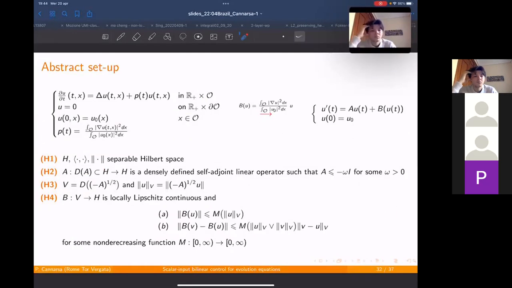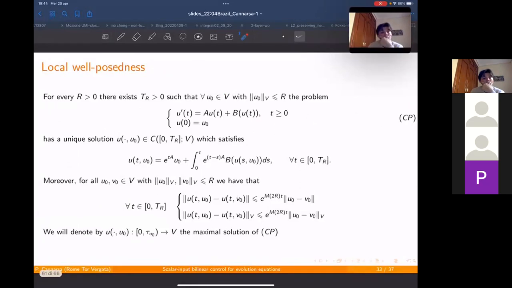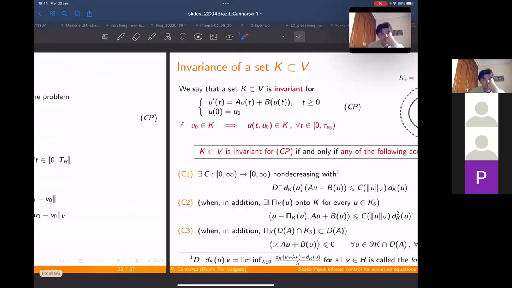So maybe I skip the abstract setup of the problem. The only thing to be aware of is that, to stress the difference with the first kind of results, here I have denoted by A the Laplacian. So now this A corresponds to minus A in the first part. So A is the dissipative operator, and B, well, B may be nonlinear in general. So our controllability problem boils down to an invariance problem for some kind of nonlinear, quasi-linear evolution equation.